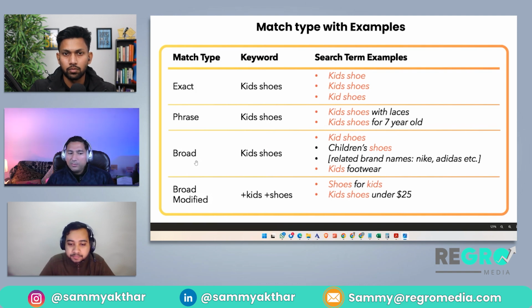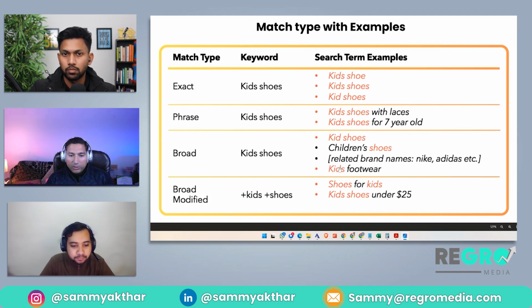Now, the interesting part is between broad and broad modifier. On broad, if we have kid shoes, what we have seen especially in brand, also sometimes in products, sponsored brand and sponsored products, is that Amazon has started evolving and targeting something like children's shoes, because at the end of the day, kids and children are synonyms. So in brand it is very much visible, but you may also find such results in sponsored products as well. Kids footwear is another example, because now shoes and footwear are kind of synonyms.